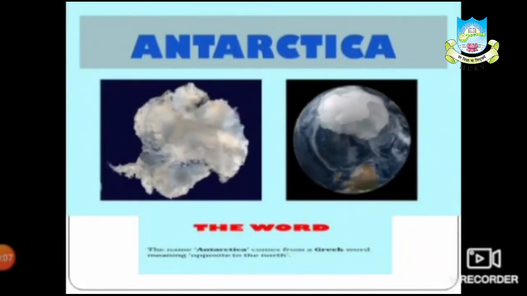The term Antarctic refers to the opposite of the Arctic Circle. It is the southernmost continent in the world, lying within the Antarctic Circle surrounding the South Pole.